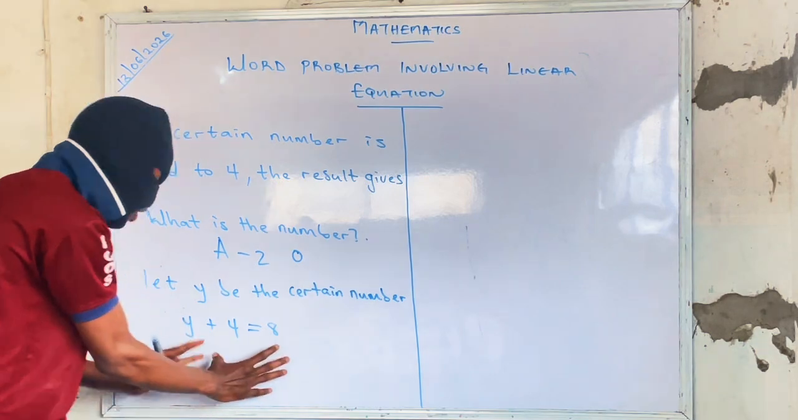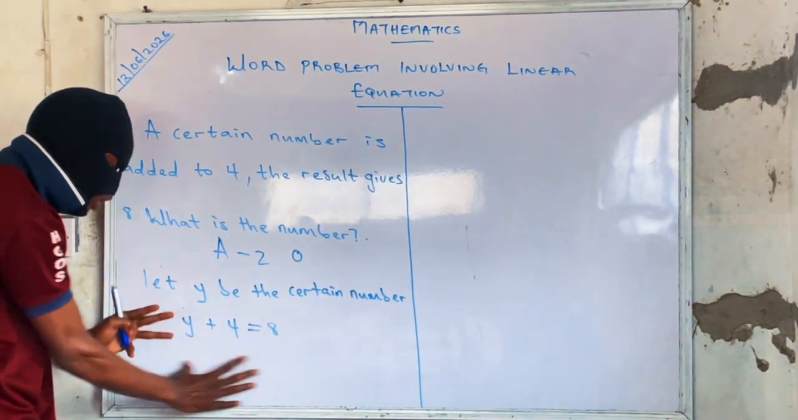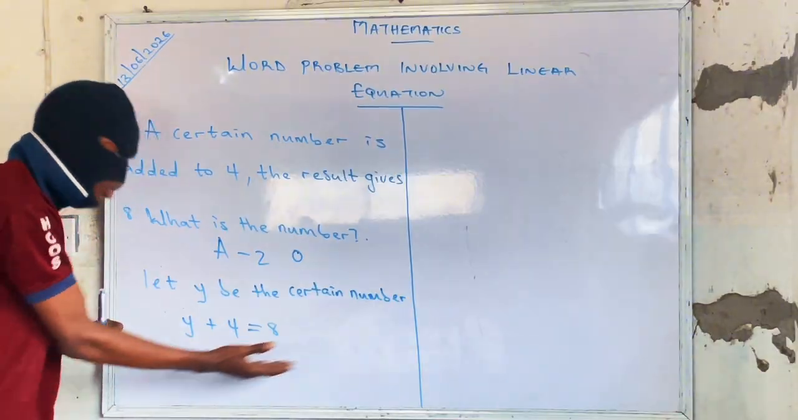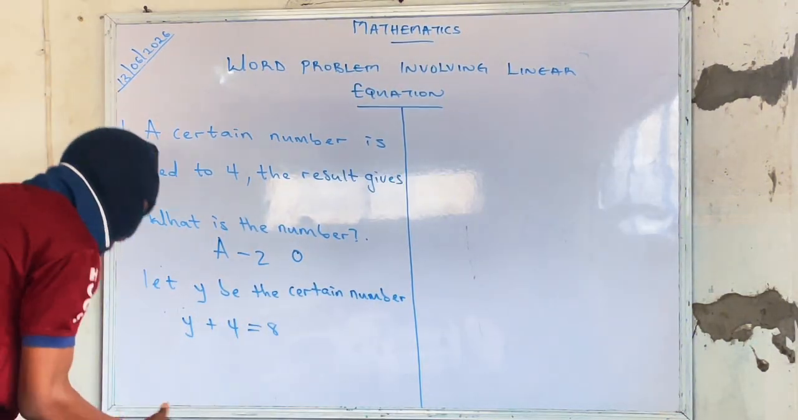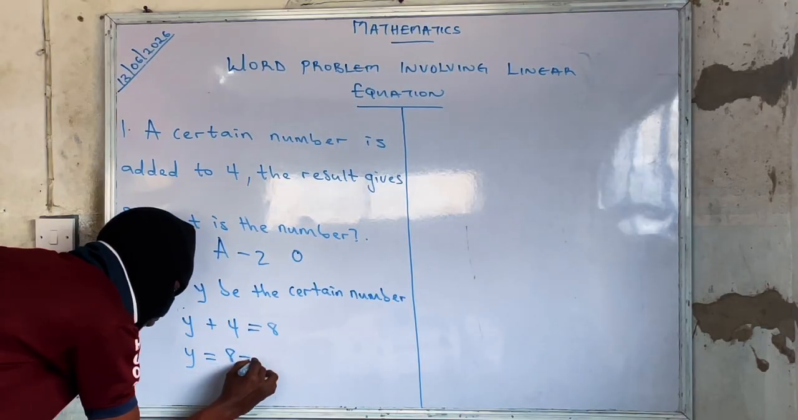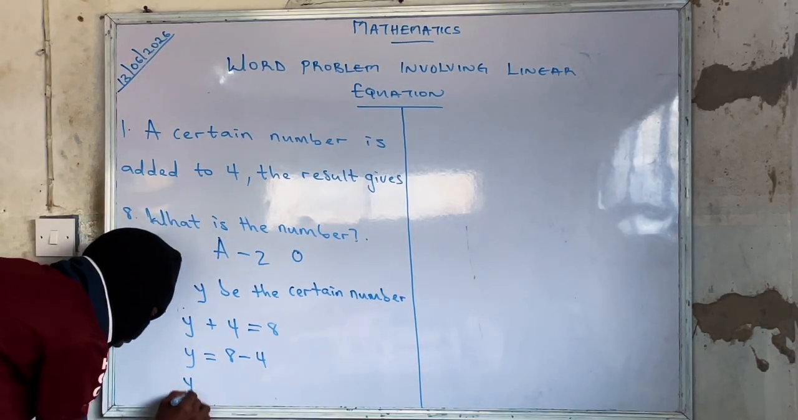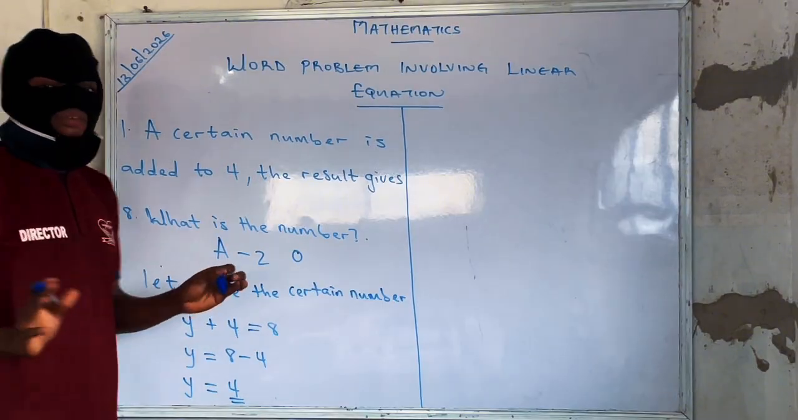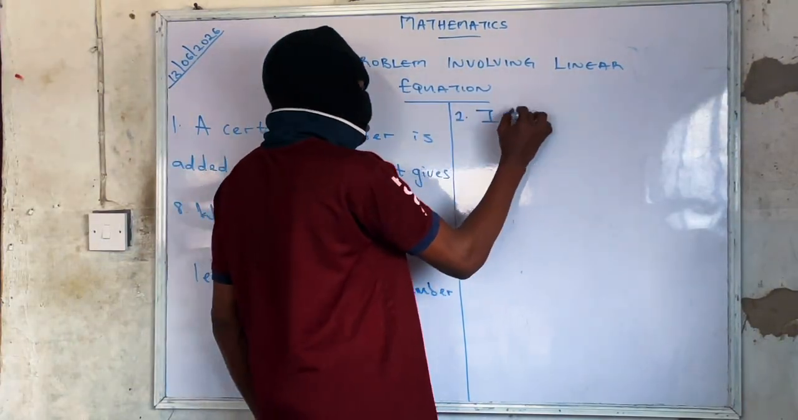Now, look at it. We have already turned this text into a mathematical equation. What we are going to do here is collect like terms. So we have y equals to 8 minus 4. Then y is equals to 4. This is your answer.